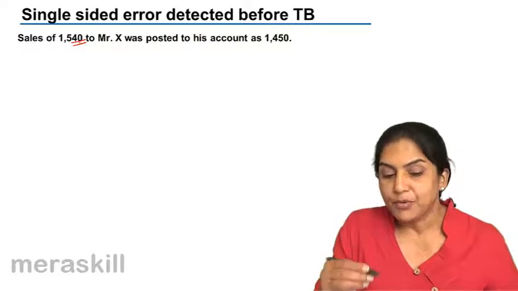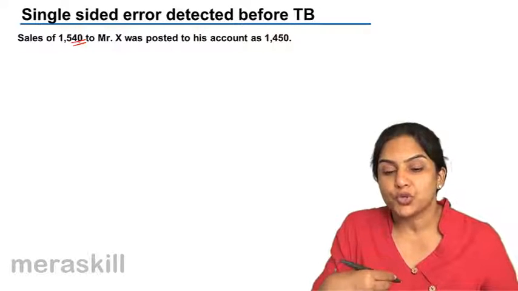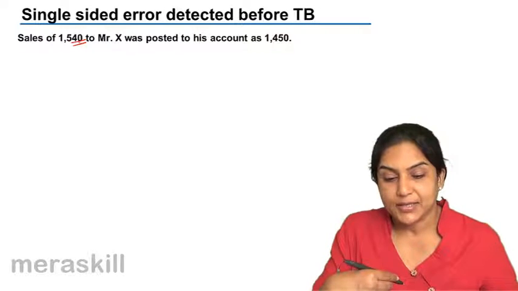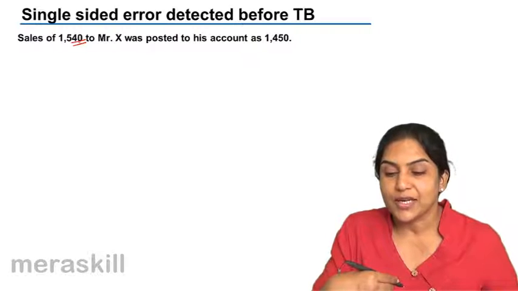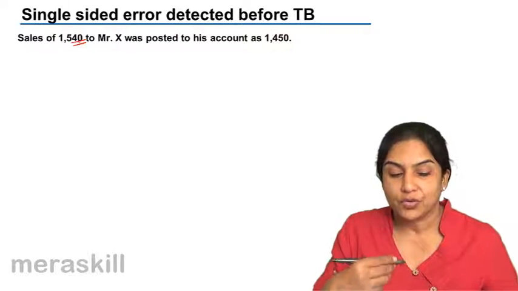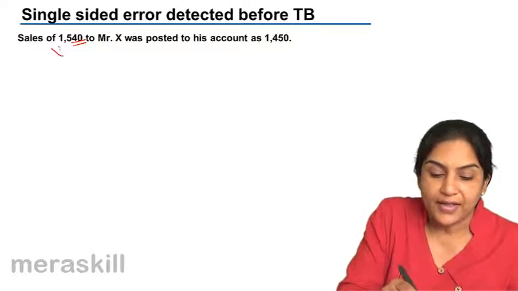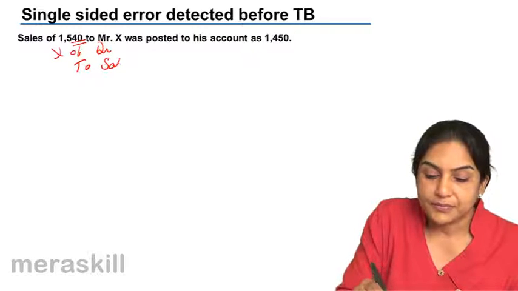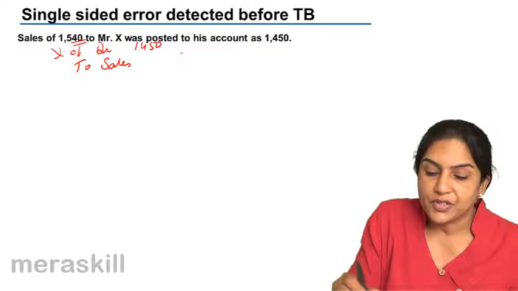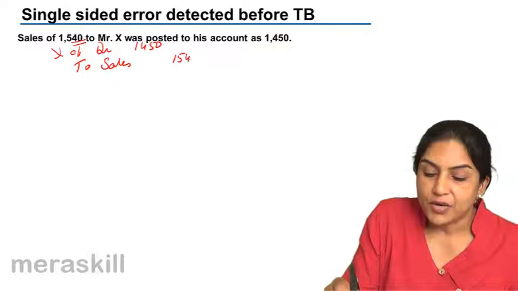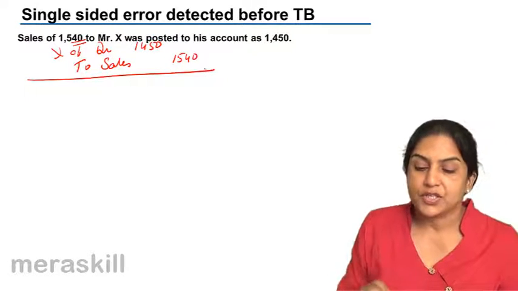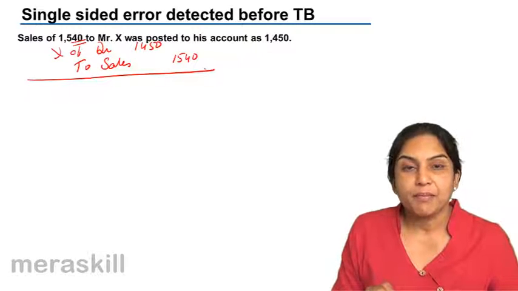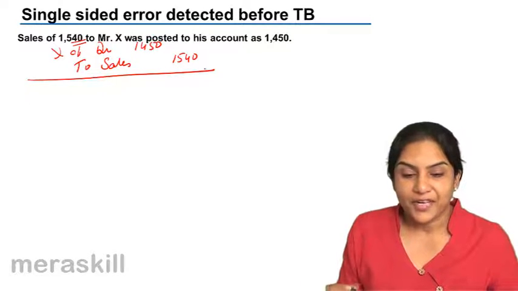From the sales day book, when we post, we always post to the debit side of Mr. X. So it was posted to X's account as 1450. So basically the wrong entry that we have passed is X's account debit to sales. X's account was debited by 1450 and sales account is 1540. This is the wrong entry that has been passed. How do we rectify this?